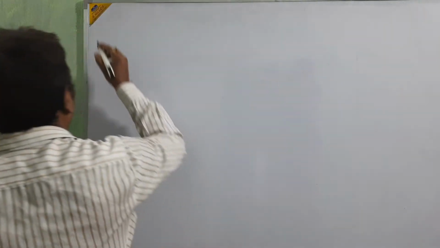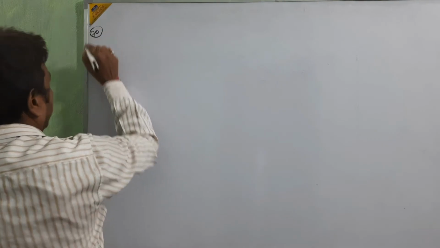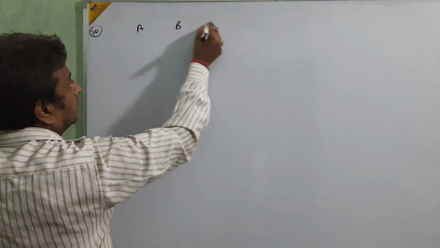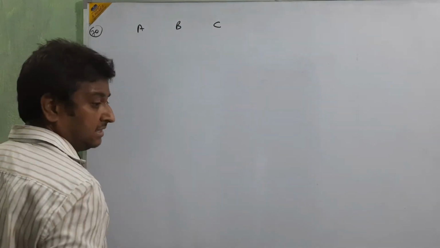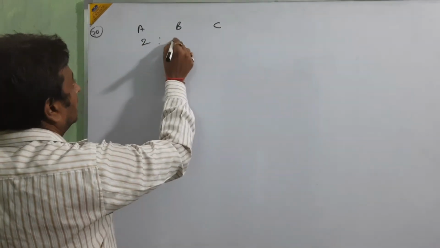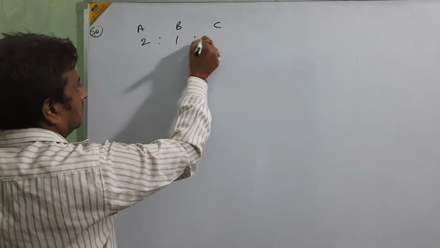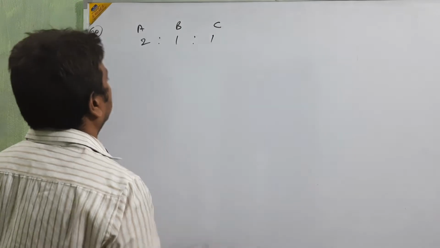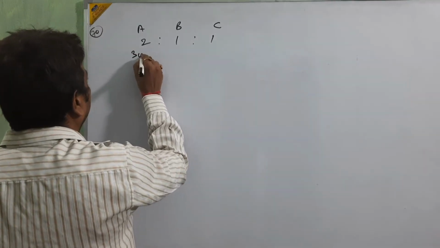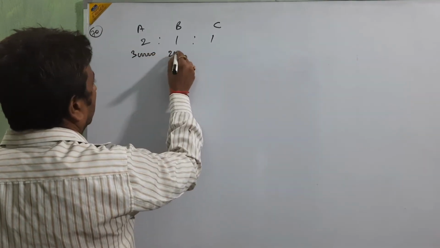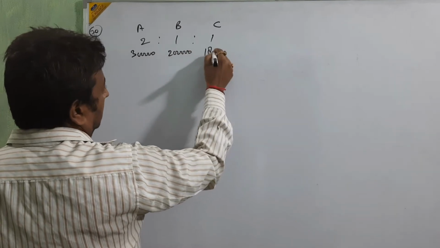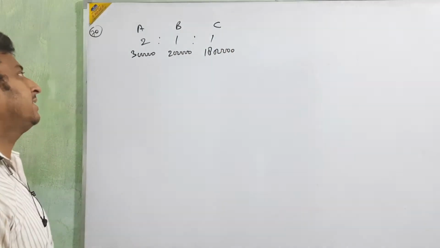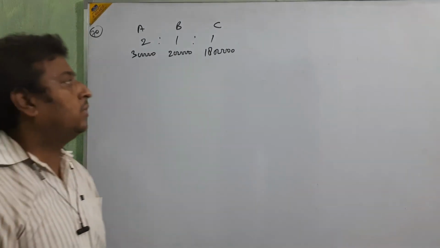Question number 70. Okay. A, B and C were partners in a firm sharing profits in the ratio of 2:1:1. Their respective capitals were A 3 lakh, B 2 lakh, C 1,80,000. Okay, beta. This is the capital, beta. Ratio 2:1:1 and then capital 3 lakh, 2 lakh and 1,80,000.